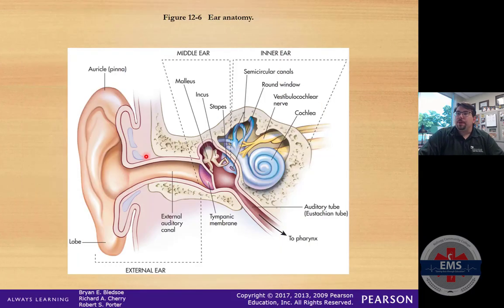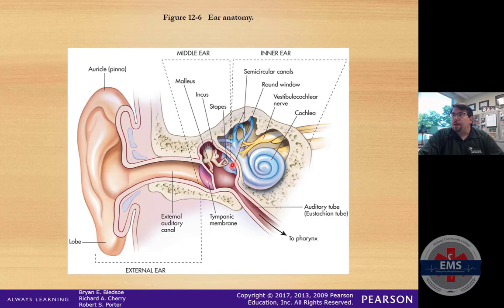So here again is going to be the external ear that we're looking at. You can see sounds are going to travel down through. Here's the pinna here, right? Ear lobe is on the bottom. It's going to travel all the way down through. And then we get here to the tympanic membrane, right? Beyond the tympanic membrane, we have the malleus, incus, and stapes, which are going to all be the little tools that we would see here.